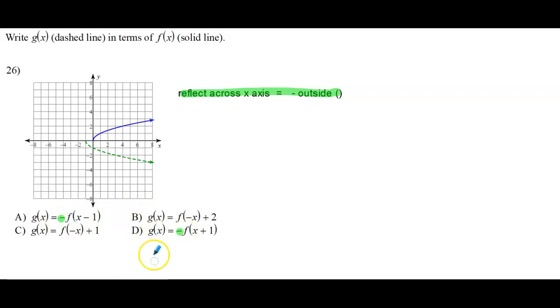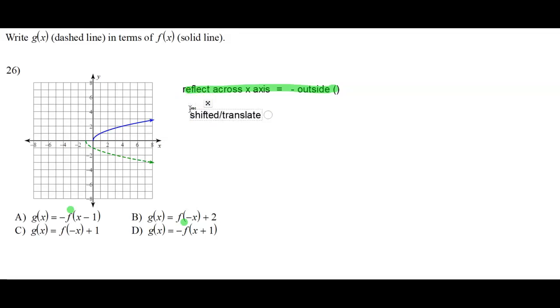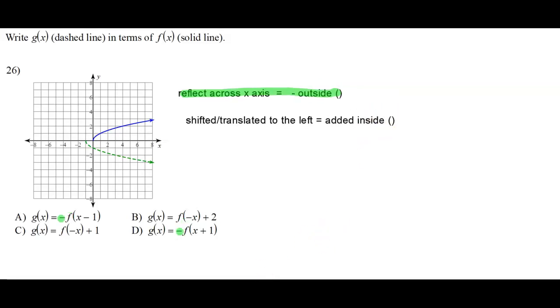But I also see that it looks like not just flipping this blue line upside down would make it be right about here, but it looks like it's been shifted to the left 1 space as well. So it's also been shifted, or I should say translated, to the left. And whenever you're translating to the left, what that generally means is that you have added inside the parentheses. So we're looking for a place where we have added inside the parentheses, and that would be this one. And so, once again, the option is D.